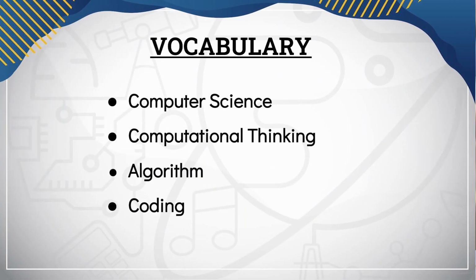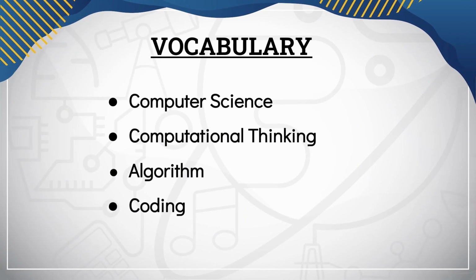All right, now that you've had a chance to actually see somebody from CBU explain to you how they use some of the 4 C's, debugging, and algorithms, let's talk about some other important terms that we're going to talk about today. First of all, we're going to talk about what computer science is. We're going to talk about computational thinking, algorithms, and of course, coding.